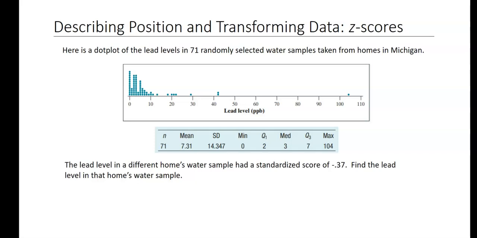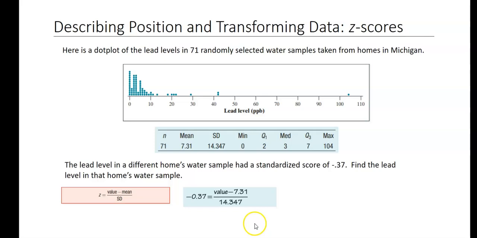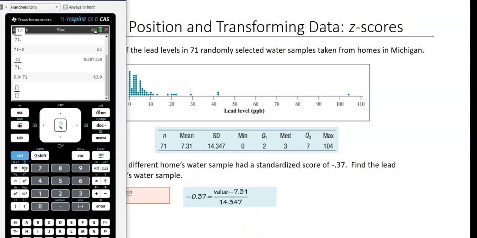So now we say, okay, we don't know what the lead level was, but we know this person was 0.37 standard deviations below the mean. So we know that's the z-score there. That negative 0.37 is the z-score. Well, we know the mean and standard deviation, so this is just plugging into a formula. If you want, and stats is not really a math class, so you can do this.